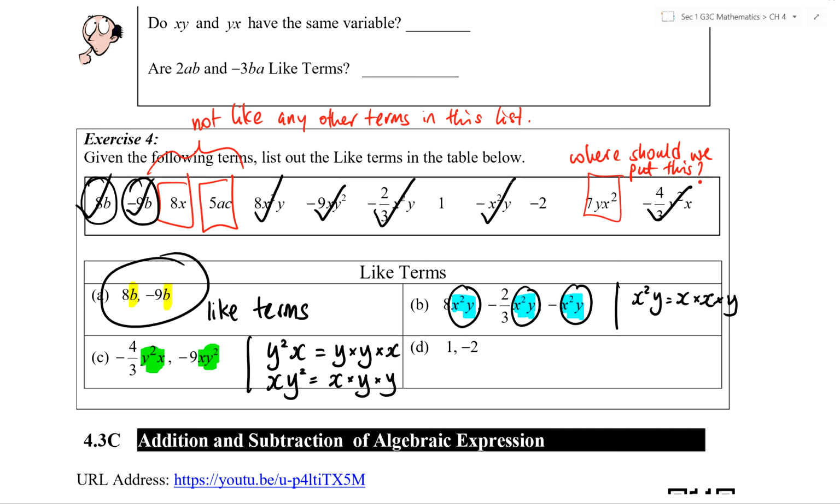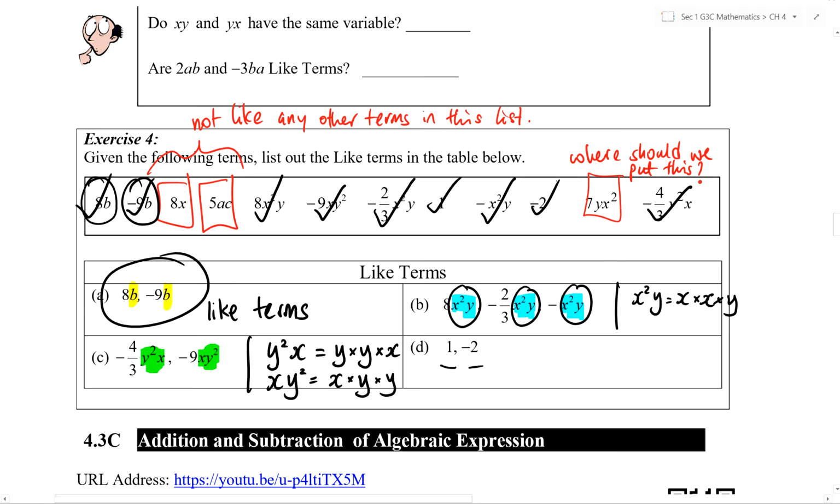And finally, we have our constant terms. Constant terms have no variables, right? They're just a number. So listen carefully to what I'm going to say. Constant terms have no variables. Does that mean that they have the same variable? Listen carefully again. They have no variables. Does it mean that their variables are the same? Yes, in a way, because they all are the same. They have no variables.